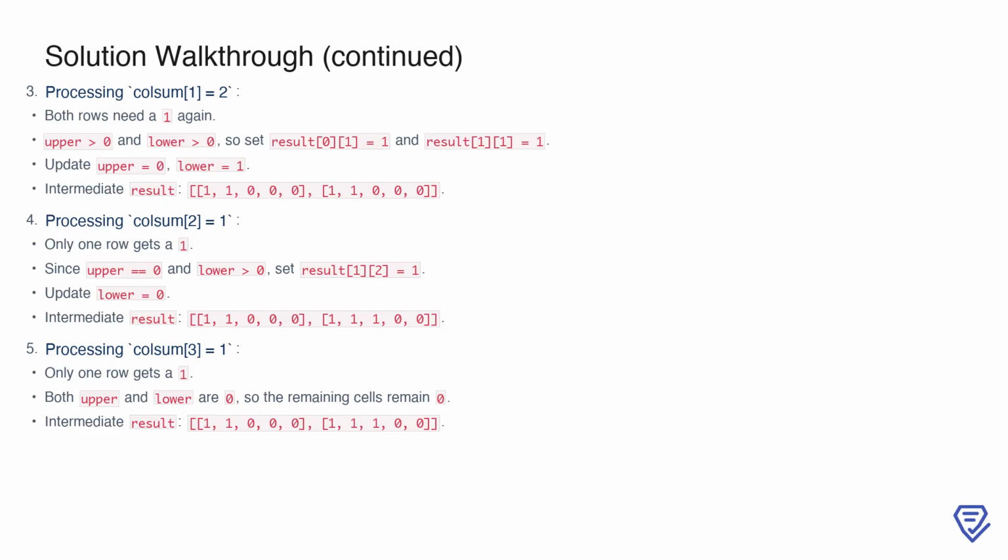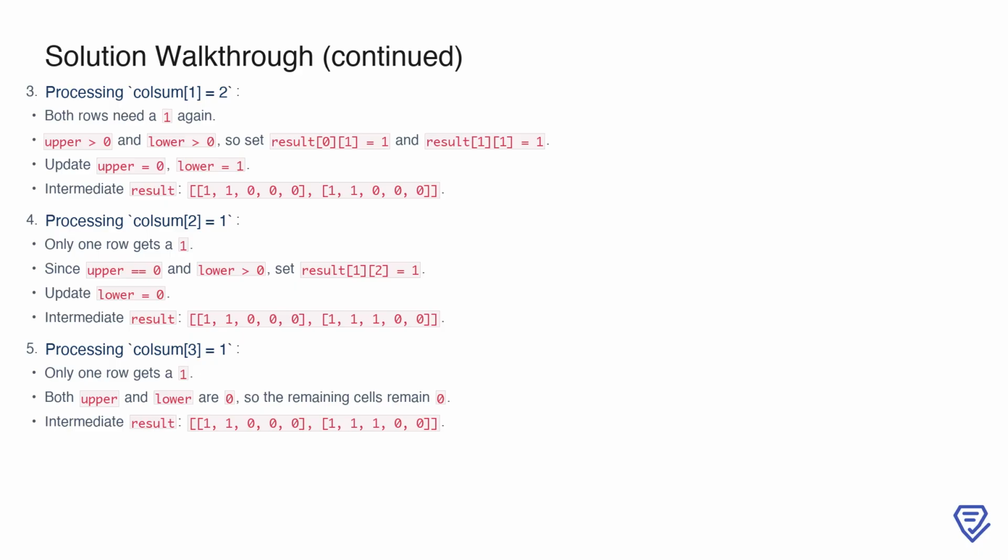Now we move to colsum[2], which equals 1. Here, only one row can get a 1. Since upper is 0 but lower is greater than 0, we place the 1 in the lower row, setting result[1][2] to 1, and reduce lower to 0. The updated matrix is [1, 1, 0, 0, 0], [1, 1, 1, 0, 0]. For colsum[3], which is also 1, there is no quota left in either upper or lower, so this column remains unchanged.